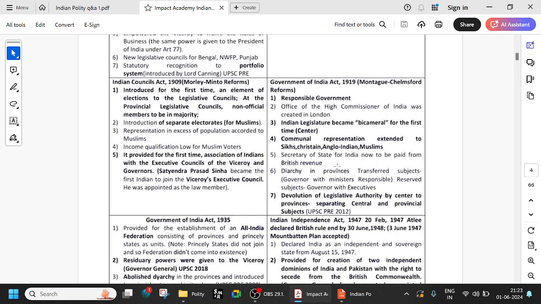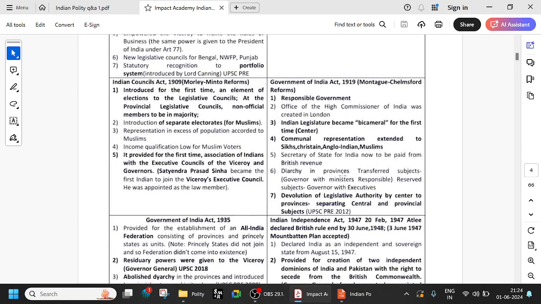Diarchy in provinces. This is again one frequently asked question. Okay, diarchy is you have this concept of transferred subjects and reserved subjects. So transferred subjects are with governor and ministers. So those are like even Indians and everyone gets a chance to vote and everything. Reserved subjects are only governor with executives. That is, the important subjects are put as reserved subjects so that Indians do not have direct power over it. Okay, so this concept of dual governance, one reserved and one transferred subjects, is called diarchy, and it was introduced in provinces, that is the state level.